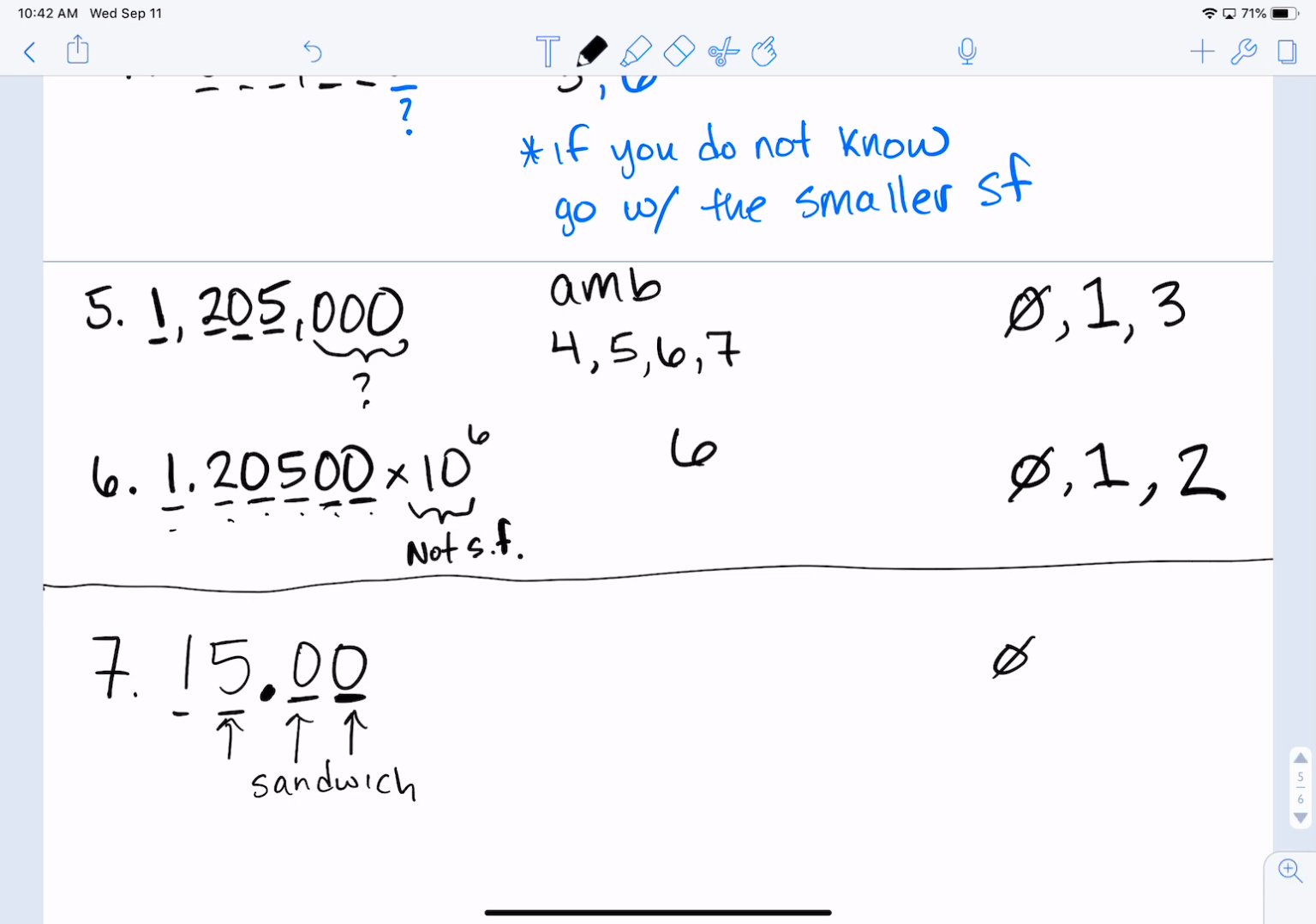All right, so rule number 0 helps us. Rule number 2 told us that trailing zeros to the right of the decimal count. Then zeros between, well, it's like zeros between two non-zero numbers. It's kind of rule number 1. But we could also just say it's any 0 that's between two significant digits counts, a sandwich number. So this, in fact, has 4.